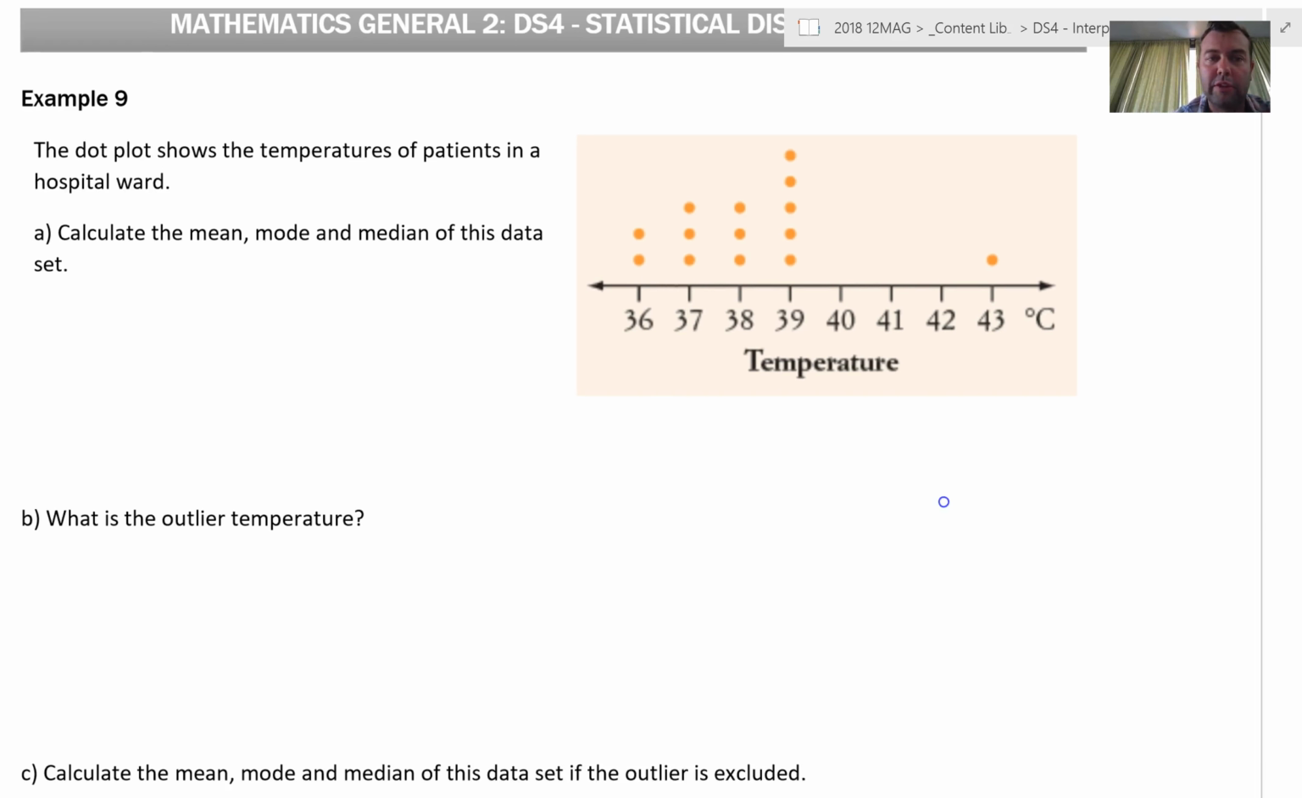Righto. Now we've got another example here. This example sure looks like it's going to be an outlier, doesn't it? I'm tempted not to even calculate it. So what we're going to do is find the mean, the mode, and the median. First of all, mode, 39. Mean, we're going to have to work that out on our calculator. The mode is 39. My median, we're going to work it out.